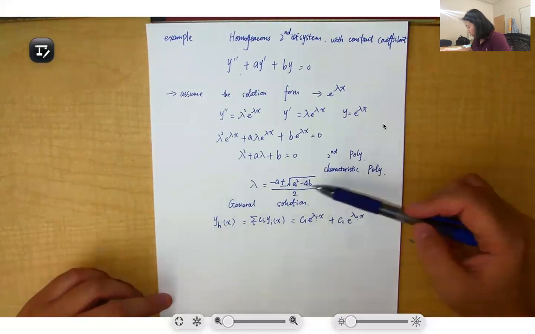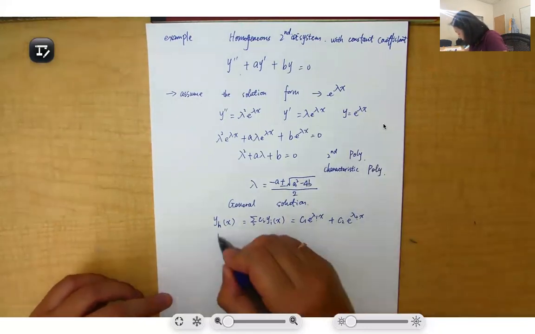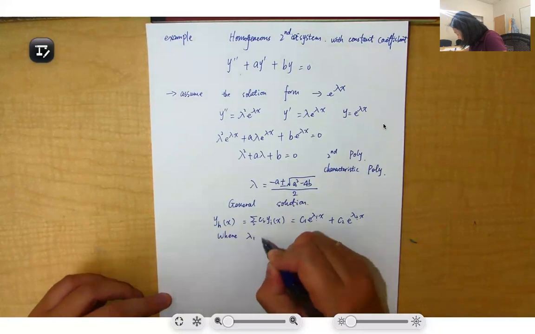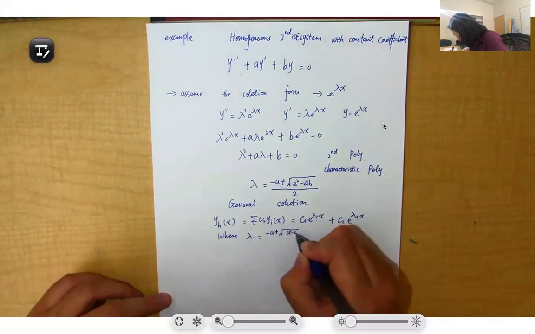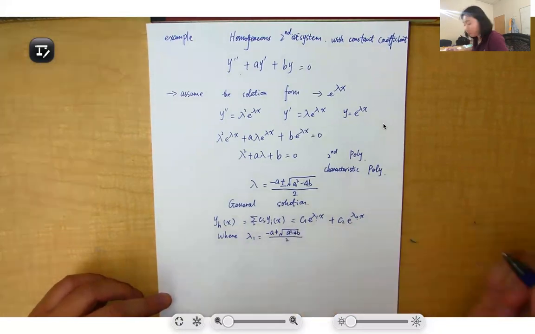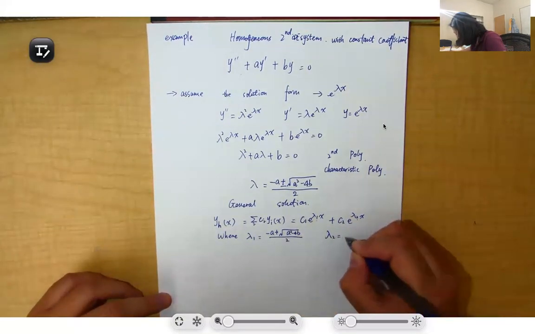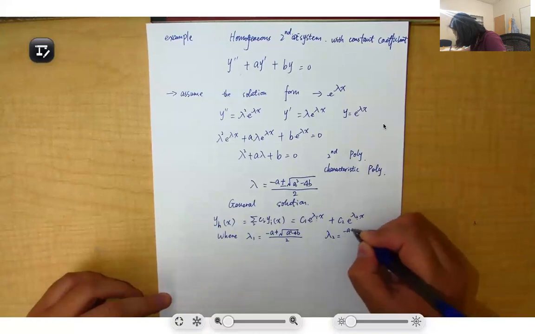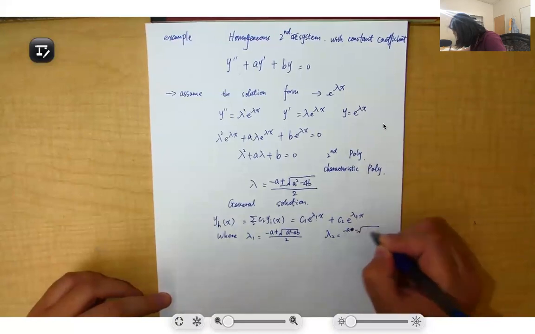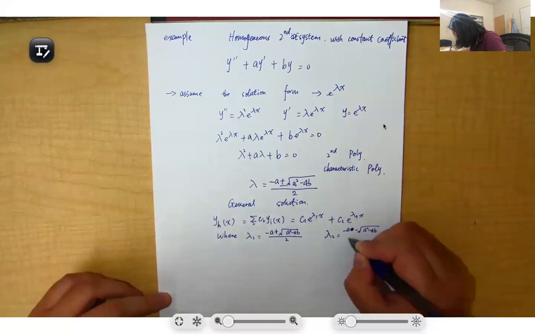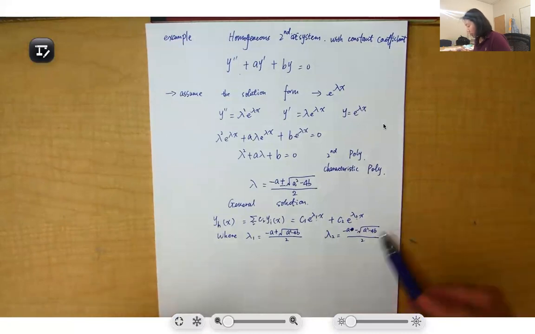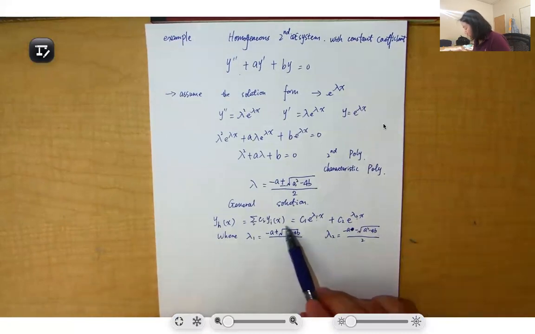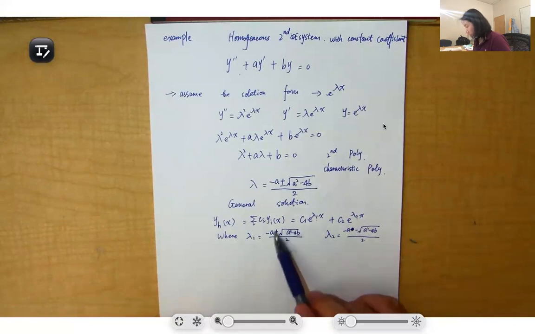So with the plus sign, lambda 1 is equal to minus a plus the square root of a squared minus 4b, divided by 2. Lambda 2 is equal to minus a minus the square root of a squared minus 4b, divided by 2. And that is the general solution. This general solution is strongly dependent on the root, a squared minus 4b.